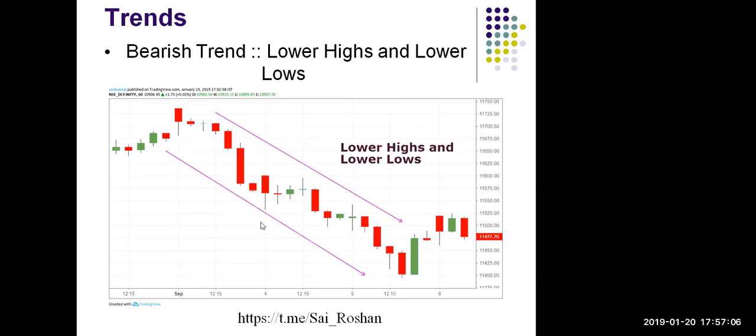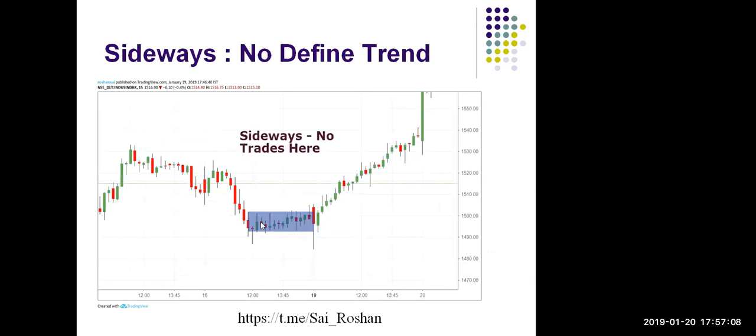Now, people have said it's a boring market, nothing is happening. So it's sideways. You could see that in this rectangle box, there's not much movement on either side. It doesn't know where to move, kind of.